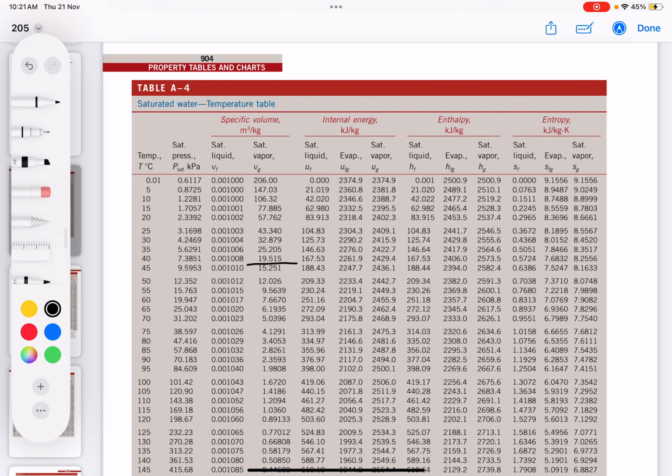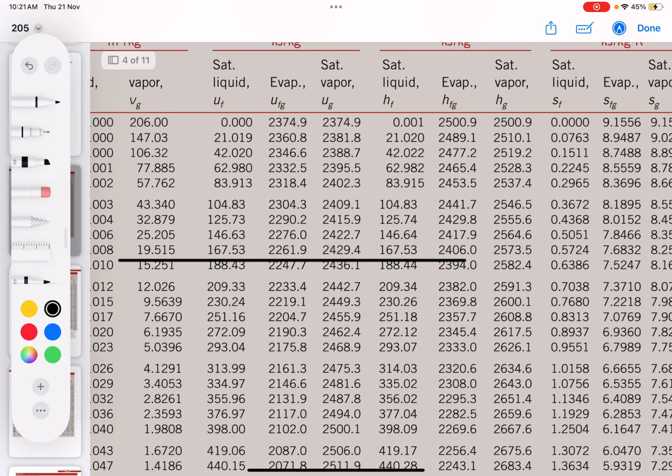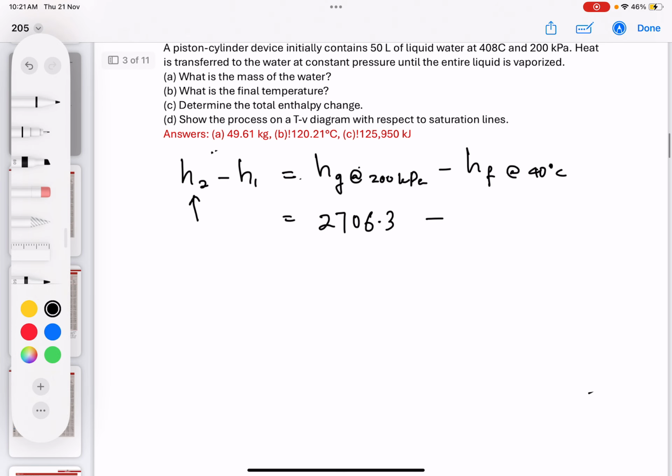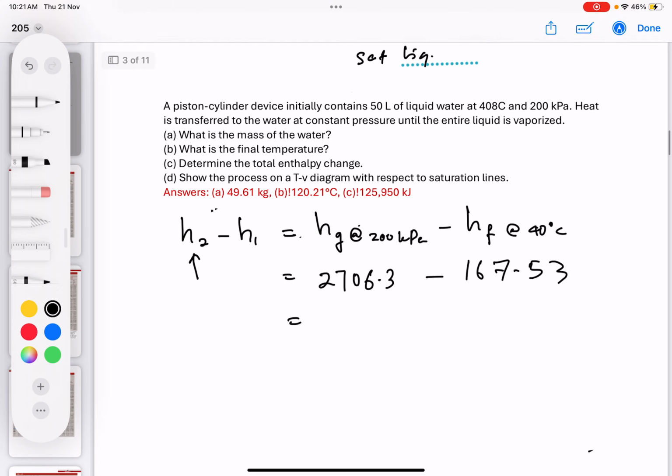So my Hf is going to be the enthalpy 167.53, because as I said before, for the initial state 1 here, if you remember, it was a saturated liquid. So this one is going to be 167.53. Therefore, I'm going to get the value of h2 minus h1 as something kilojoule per kg.